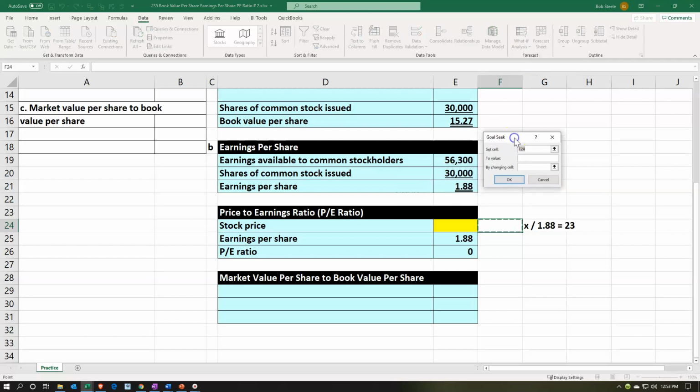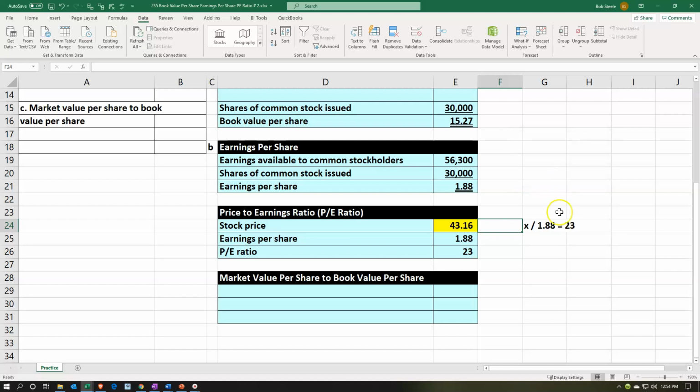We have a goal that we are seeking. What's the goal? We want to set this cell to be what we know it should be, which is 23, because that's the end of our equation here, by changing this cell, which is linked to that cell. Excel will do a trial and error to figure out what this is if we hit OK, which I'll do here. So there it is, 43.16.